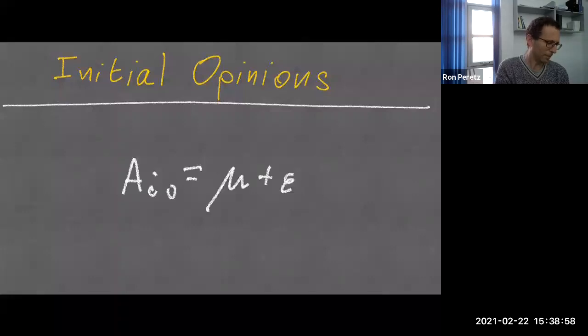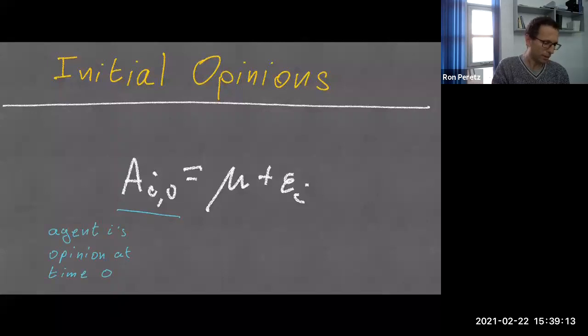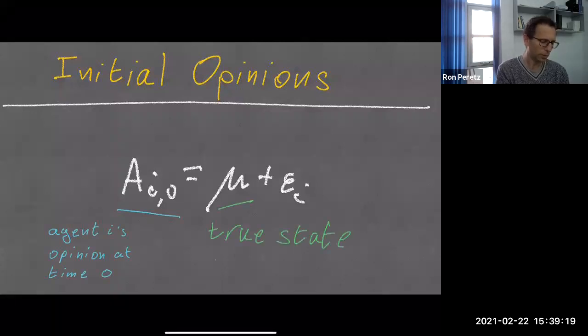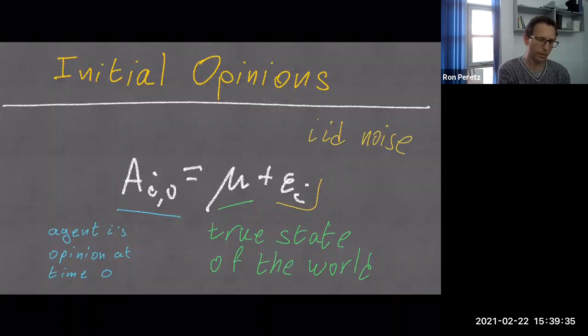Okay, so this is a_i(0), the opinion of agent i at time zero. We usually assume that there is a certain state of the world, the true state of the world, which we call mu. At time zero, agent i sees the state of the world plus some noise. The noise is IID, and we will usually assume that the noise is also bounded. Okay, so this is the initial state.